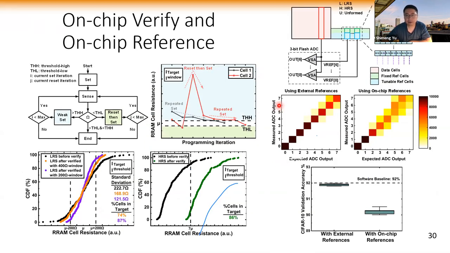And here are more features of the chip. Due to the time limit, I will skip the details. This chip also supports on-chip verify and on-chip references. This basically makes chip testing more friendly, so we can enable faster programming of the RRAM weights.